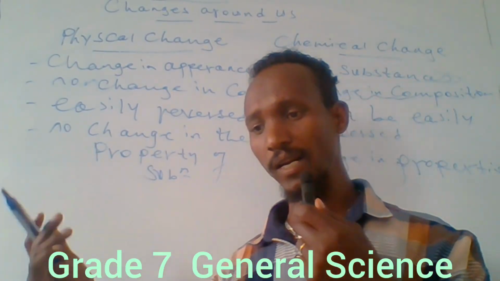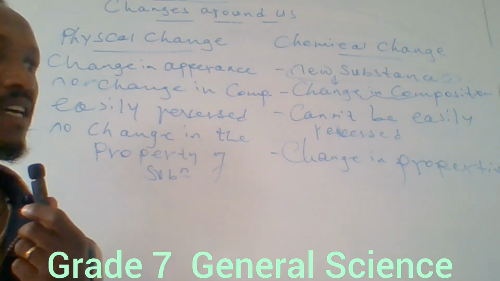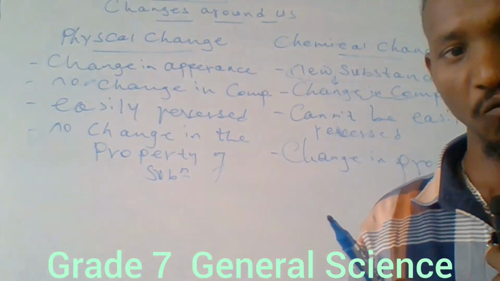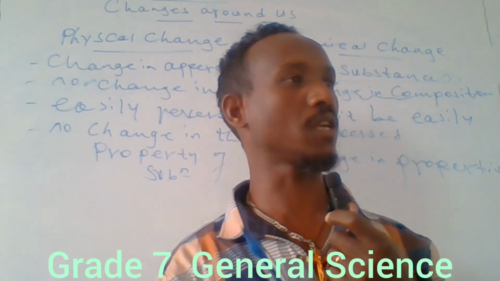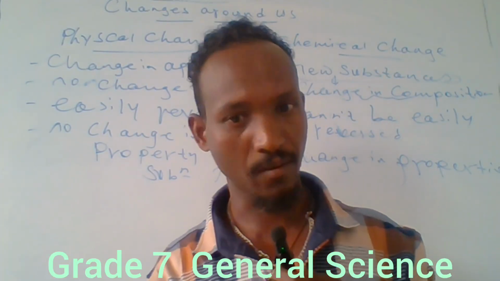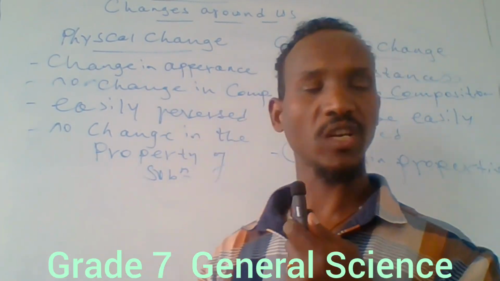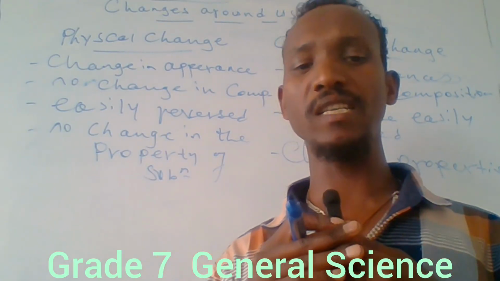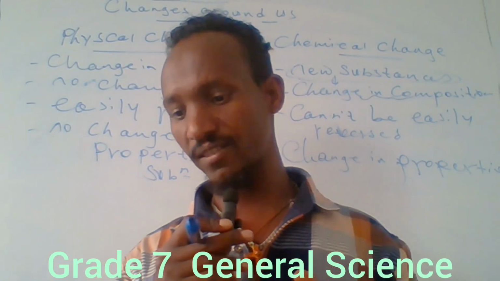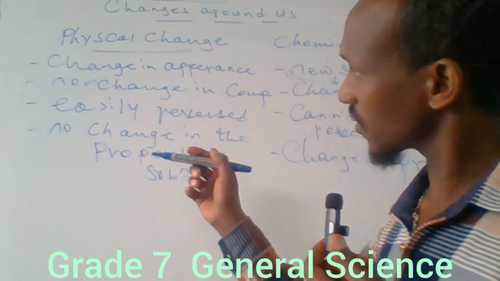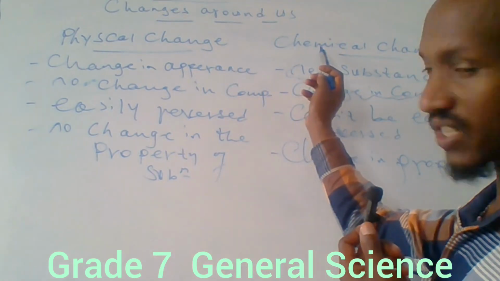When we are going to talk about changes around us, there are two changes that occur on the surface of the earth. These changes are said to be physical change and chemical change. These physical and chemical changes have their own properties, and different changes can happen as a result of different factors. So first of all, what's the difference between physical change and chemical change?